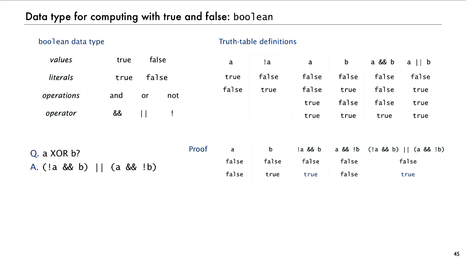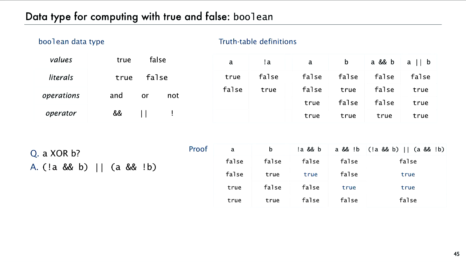I won't quite take the time to go through this, but for any Boolean function, in this case, exclusive OR is false if they're both the same and true if they're different. And this little table is a proof that that operation is expressed by that Boolean expression. And we'll get back to this and see other examples later on.